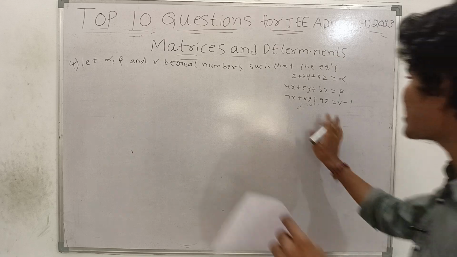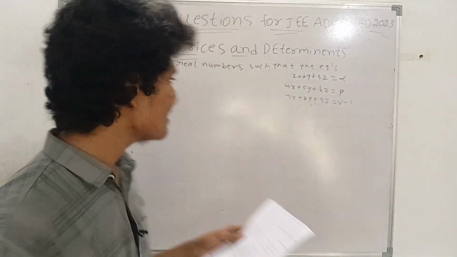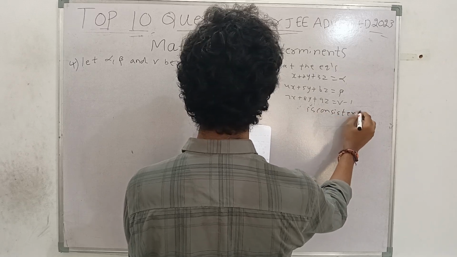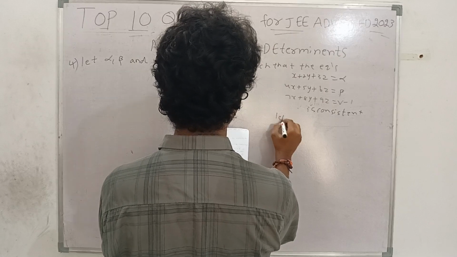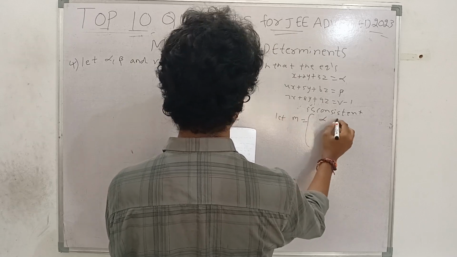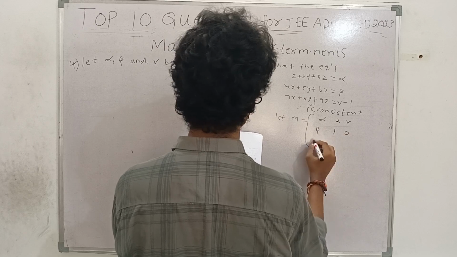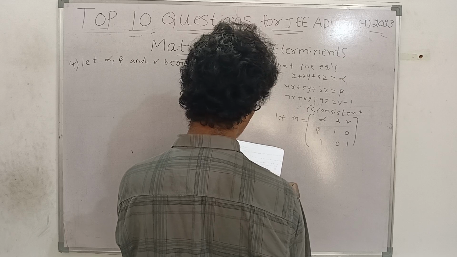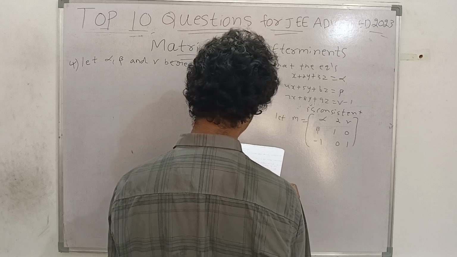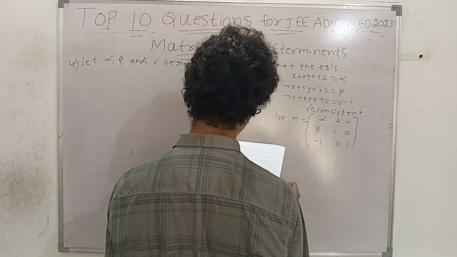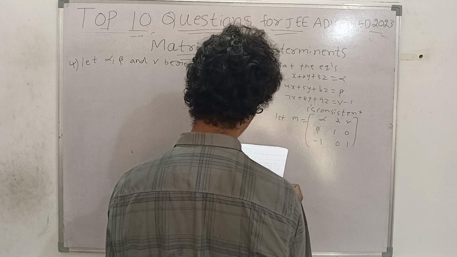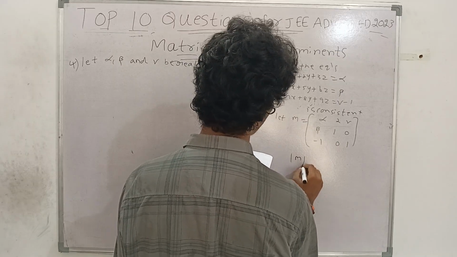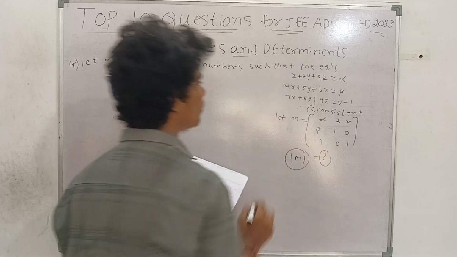And these equations are consistent, that is, they have some solution. Now they are asking, let capital M be the matrix they gave: alpha, 2, gamma; beta, 1, 0; minus 1, 0, 1. This is another matrix. Now they are asking, what is the magnitude of M? This is the question. What is the magnitude of M?